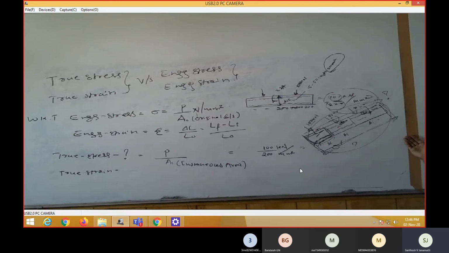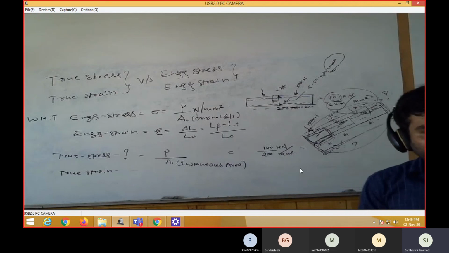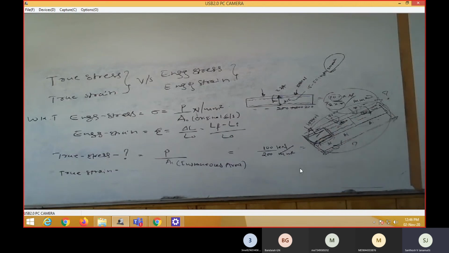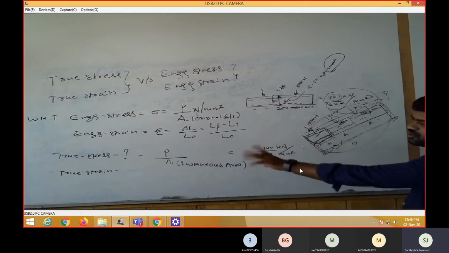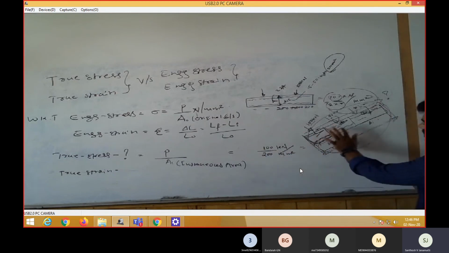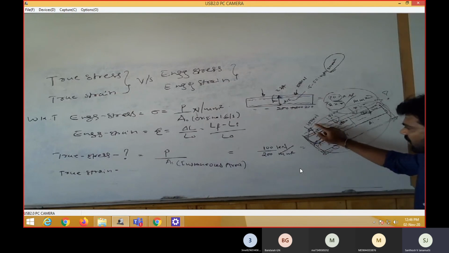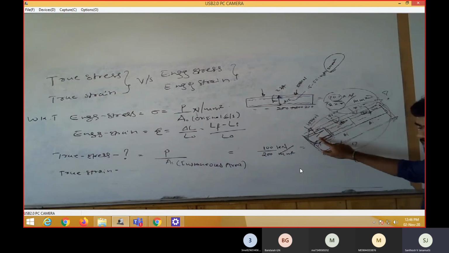Then we are calculating the stress. This is theoretical. Practically, if you want to know each and every portion, each and every section of that particular structure or component, we have to apply the true stress concept. Then only we can understand this. This is what instantaneous area is. Point one, because what is the area?